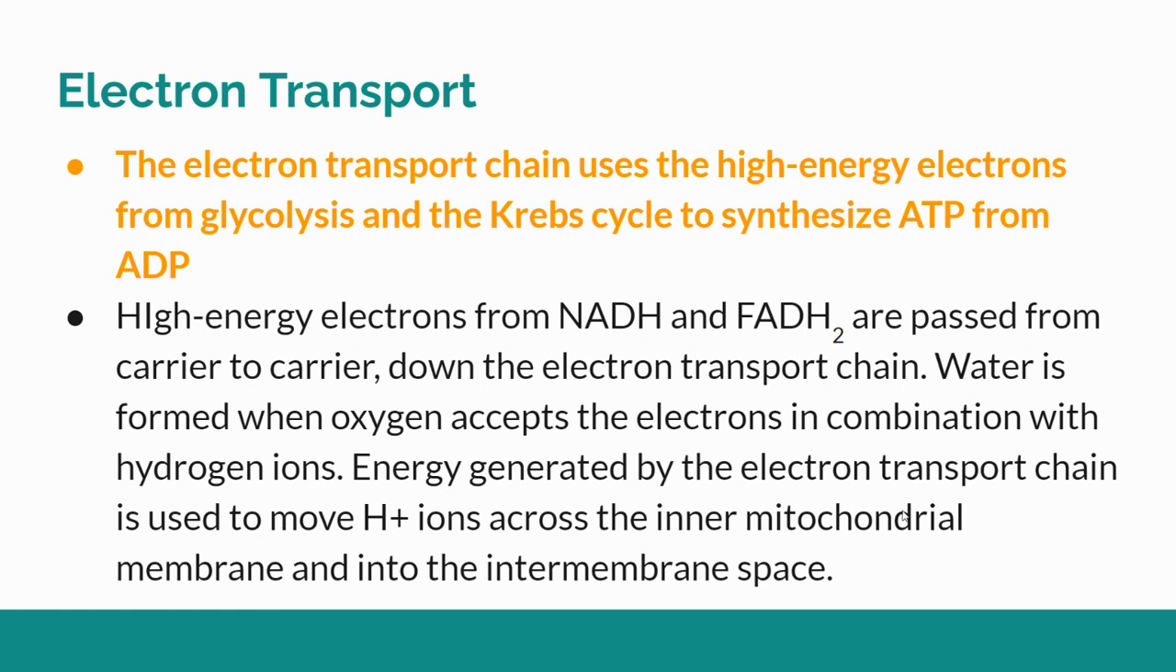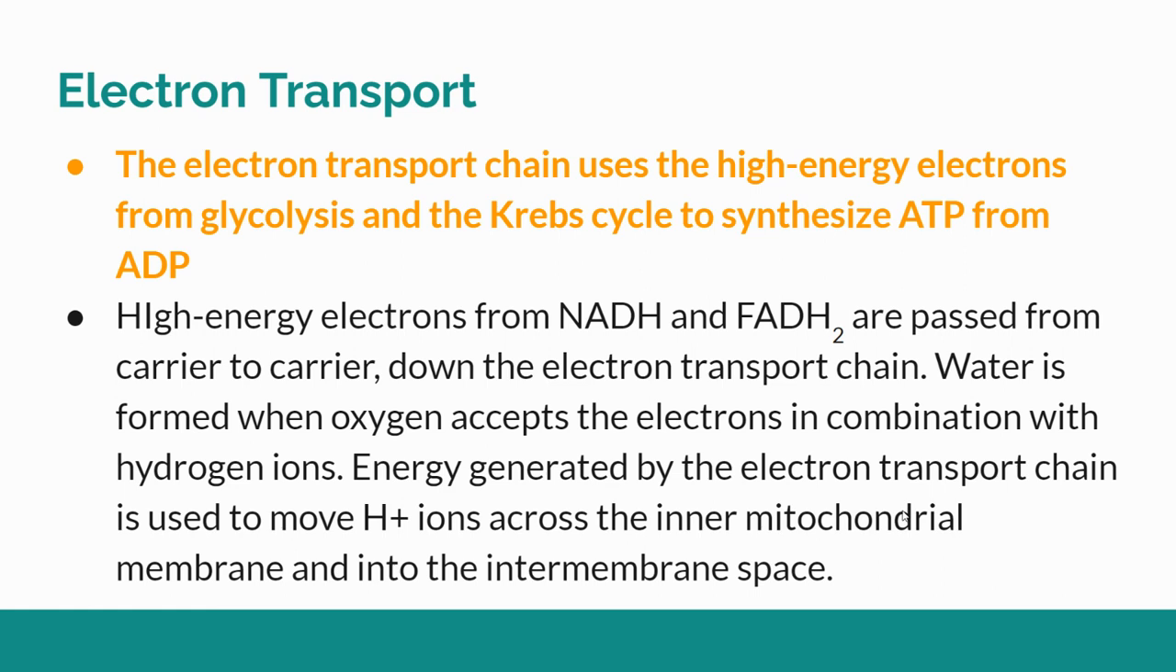Amazing. Oxygen is the final electron acceptor of the chain, which is why electron transport is aerobic, or oxygen requiring. Oxygen accepts these low energy electrons at the end of the chain. See, they're low energy now. They're not super cool high energy ones anymore. And without oxygen, the electron transport chain cannot function.